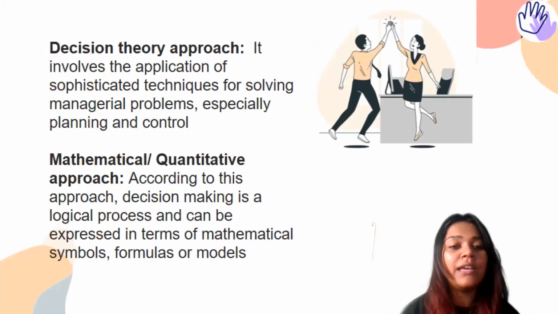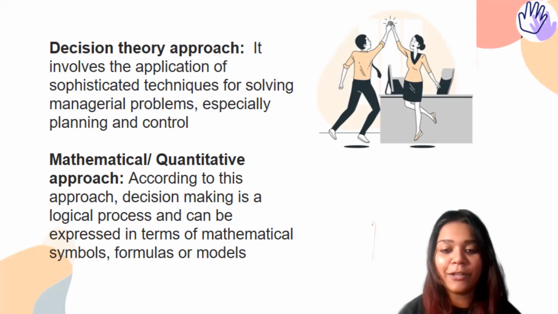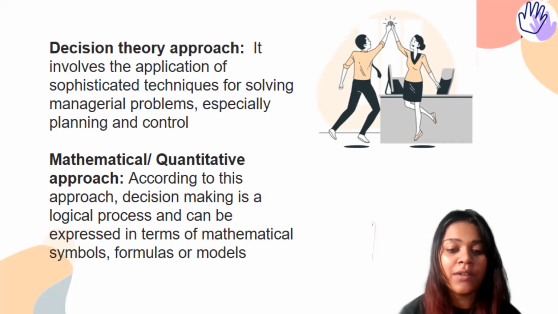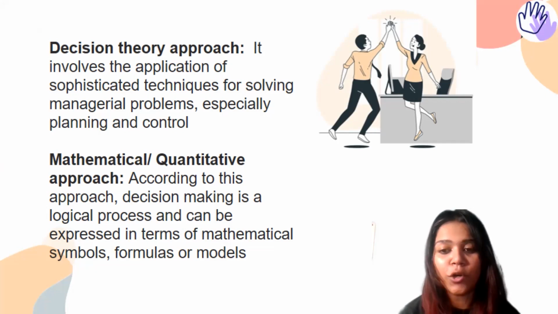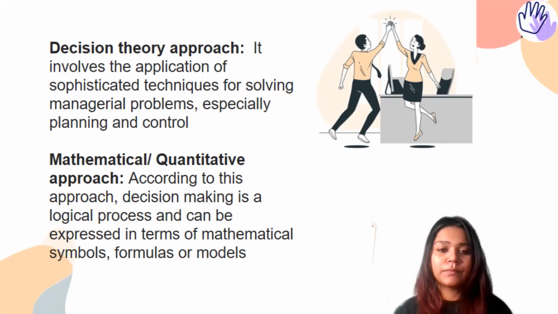Decision theory approach involves the application of sophisticated techniques for solving managerial problems, especially planning and controlling. This was proposed after the Second World War, and it involves the application of sophisticated techniques for solving problems. Basically, it relies upon the existing body of knowledge to solve the problems. Mathematical quantitative approach: according to this approach, decision making is a logical process and can be expressed in terms of mathematical symbols, formulas, or models.